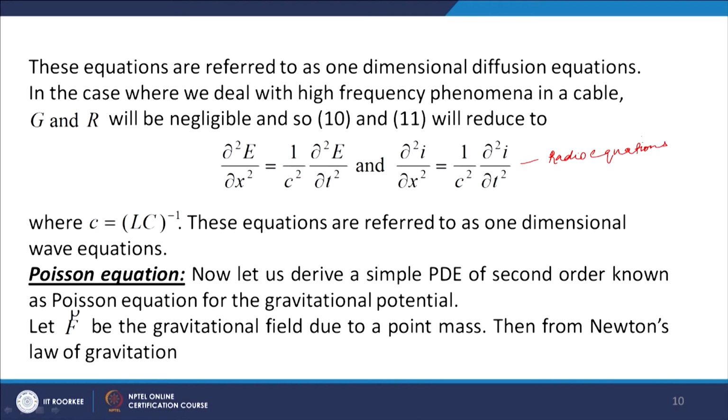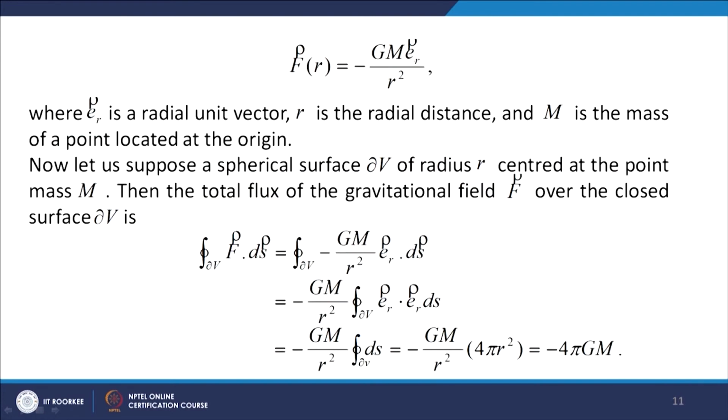Now, let us take one more example where we are considering the Poisson equation for the gravitational potential. So, let us derive a simple partial differential equation of second order known as Poisson equation for the gravitational potential. Let F be the gravitational potential due to a point mass, then from Newton's law of gravitation, F is equal to minus gm Er over r square, where Er is a radial unit vector and r is the radial distance and m is the mass of a point located at the origin.